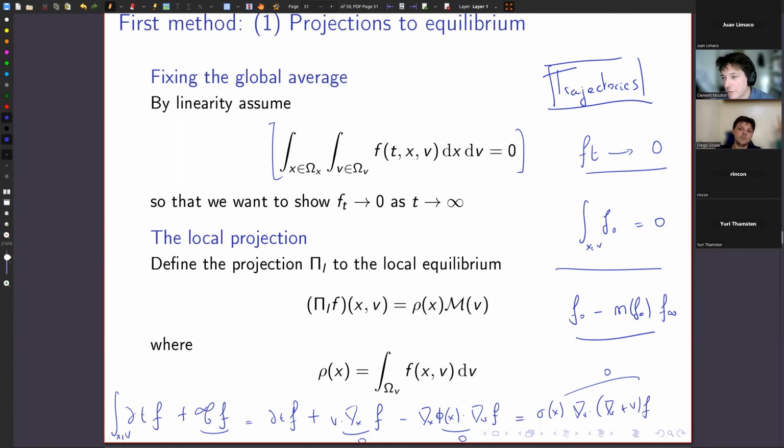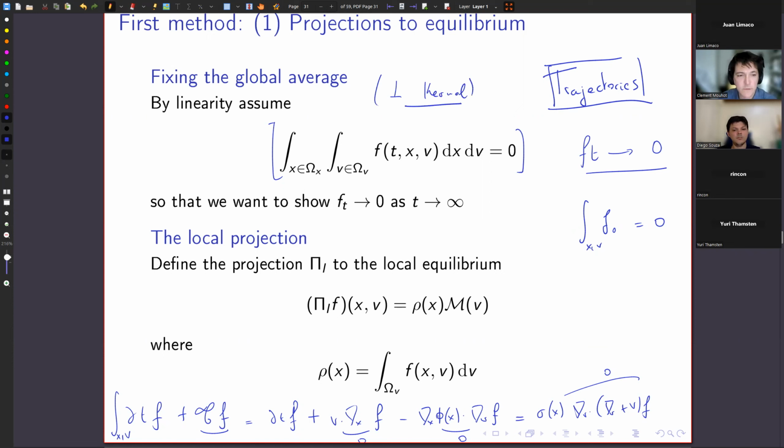Don't forget it's a linear problem. You can always remove an element of the kernel of the operator to be in the orthogonal of the kernel. That's all I'm doing. So in other words, we are going to the orthogonal of the kernel, if you like more linear intuition. So now the goal is to prove that F_t goes to 0 as t goes to infinity. Another concept that I want to introduce is that of local equilibrium. That means you project on the kernel, this time in v only, of the operator L.